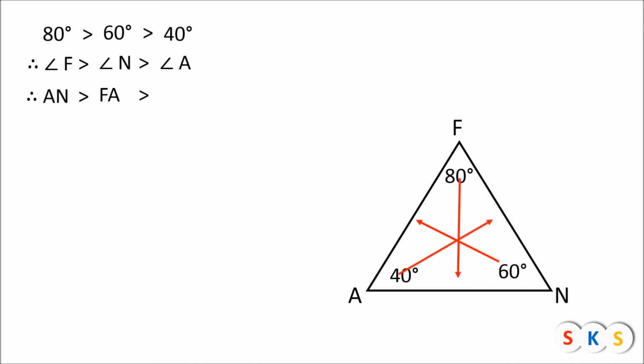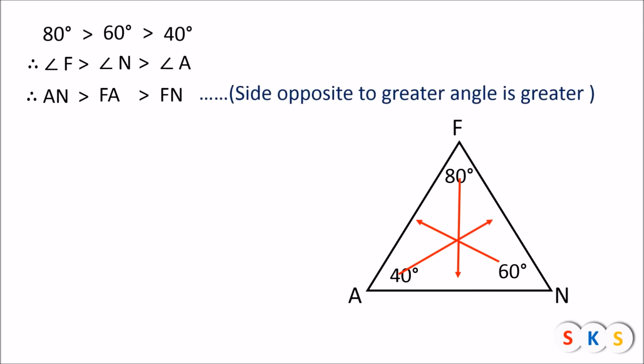Now look over here. Now we know the greatest side and smallest side of this triangle. Here seg AN is the greatest side of this triangle and seg FN is the smallest side of this triangle. So seg AN is the greatest side of triangle FAN and FN is the smallest side of triangle FAN.